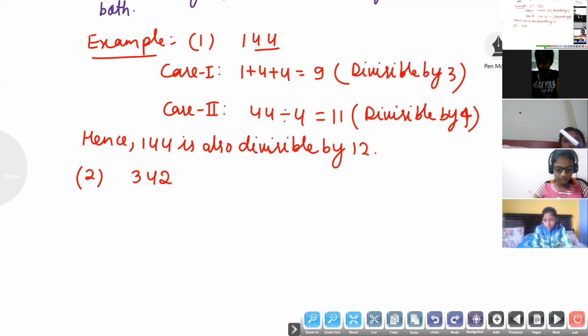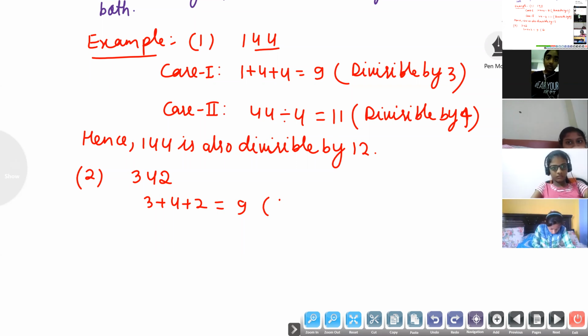This number is satisfying only one condition. That condition is that this number is divisible by 3 but not divisible by 4. Then I can say this number is not divisible by 12. 342 has digit sum 9, divisible by 3.